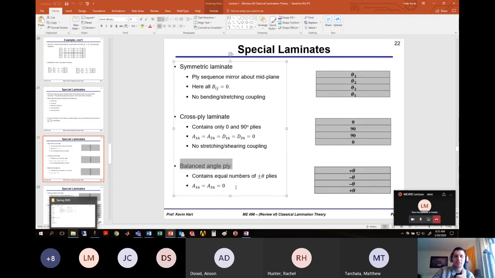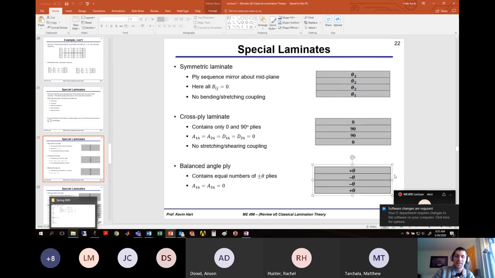Next, balanced angle ply, very similar. For every minus layer, there is a plus layer. Here, this happens to be a symmetric balanced angle ply, but it doesn't necessarily have to be symmetric. You could have negative theta, positive theta, positive theta. That is still a balanced angle ply, though it is not necessarily symmetric.